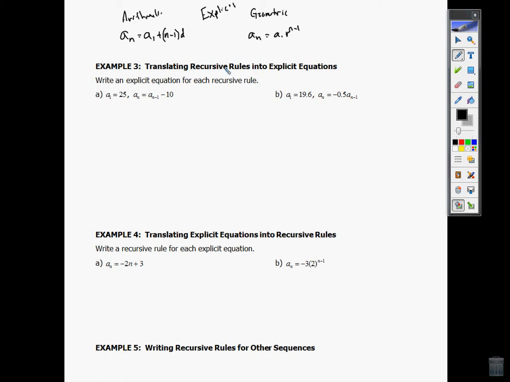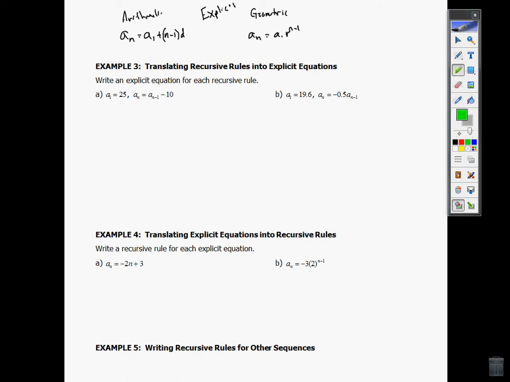And if you need the recursive equations, those are back on the previous page. So what we have in example 3 is the recursive rule, and we want to write the explicit equation for it. Okay, so we need to pull relevant information away from this.